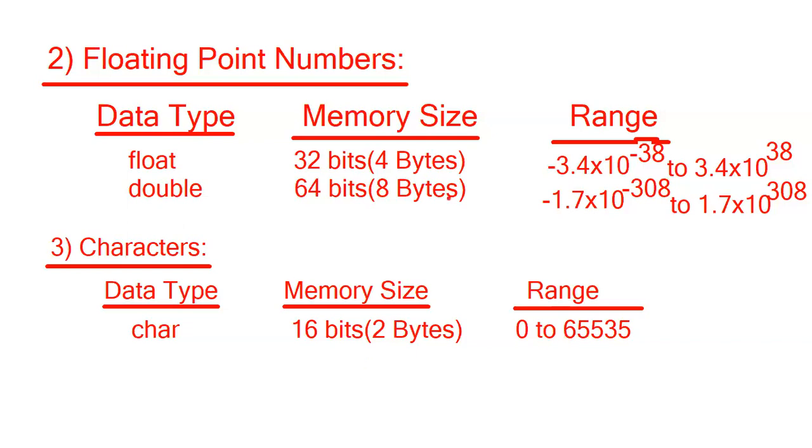Suppose you write one character, capital A. The ASCII code is 65. 65 in binary format, ones and zeros come, no? That is going to be stored. So you are writing capital A, but capital A is nothing but 65. 65 is again stored in binary format. That way it is stored in the memory. Character literals are also stored in binary format only.